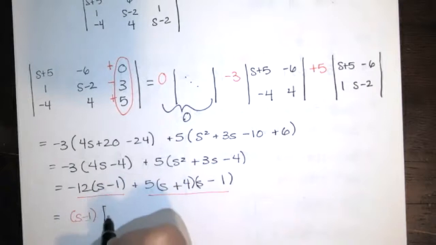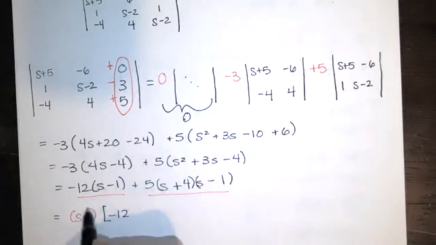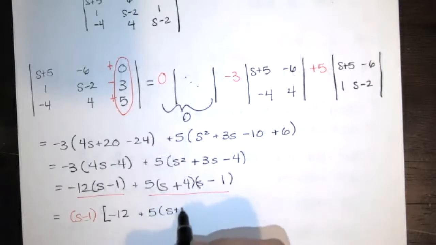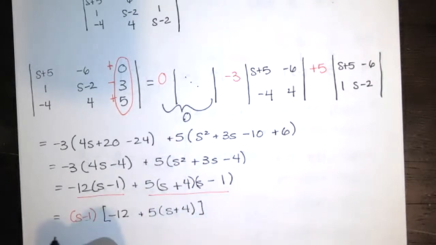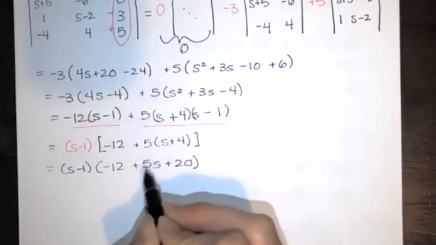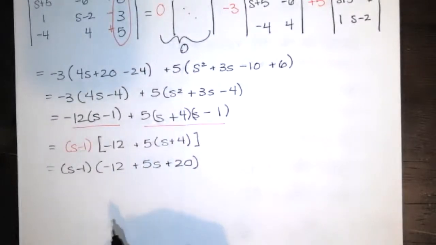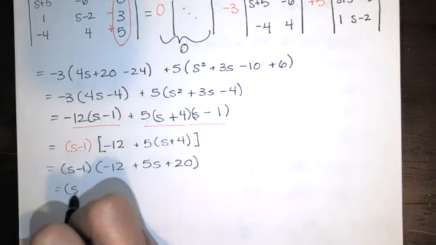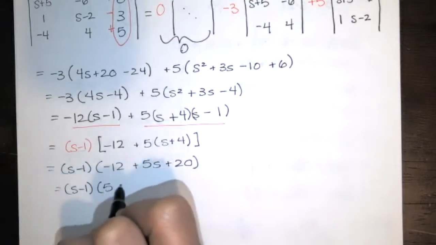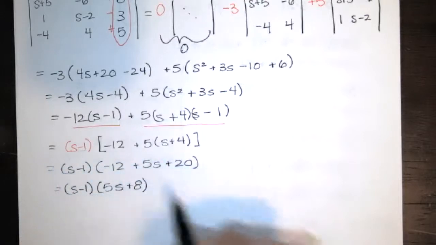And then I say to myself, okay, s minus 1 times what gives me the first group, -12? And s minus 1 times what gives me the second group? Well, I'm missing the 5 and the s plus 4. So let's distribute that 5. And 20 minus 12 is 8. Okay, so that is our numerator.